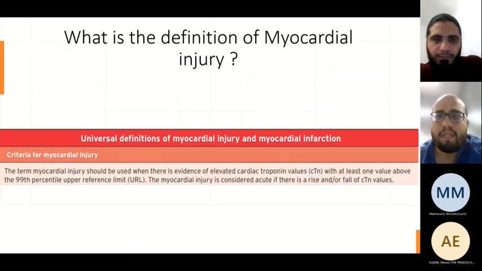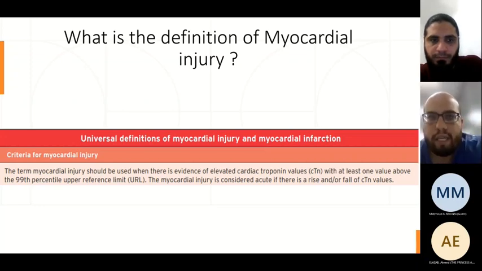This is a slide regarding what is called myocardial injury. So I want to say, if anyone wants to ask a question, feel free to interrupt me at any time. I do not have any objections, but because I just have the slides on my screen, I cannot see everyone.